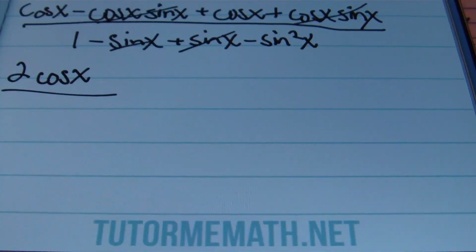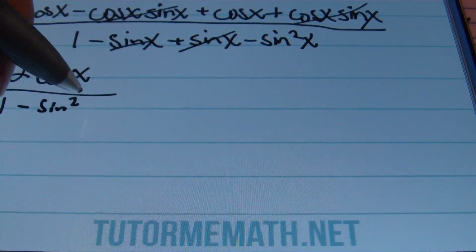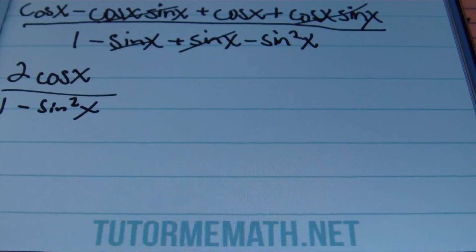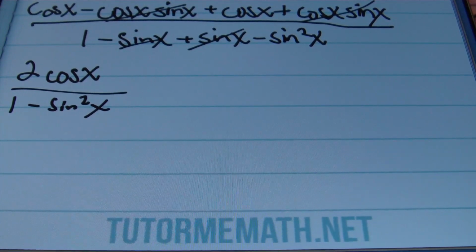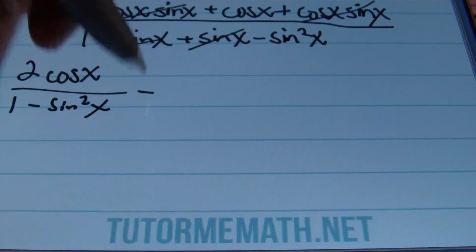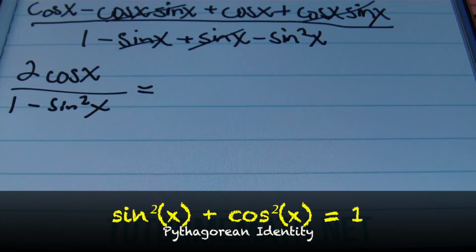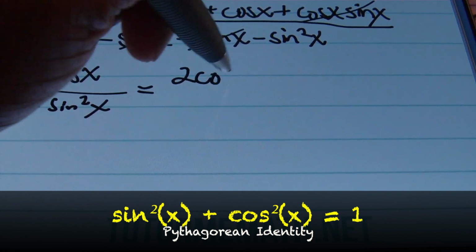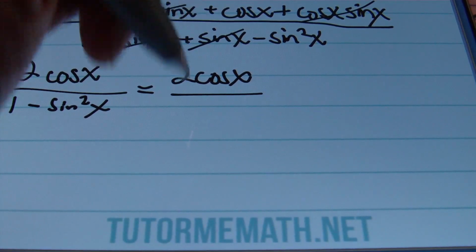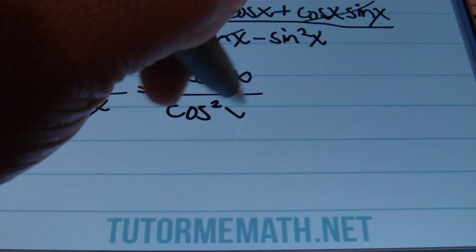So in the numerator, I now have 2 cosine x all over, and check this out. My sine x's cancel out. Once again, we had additive inverses. So you're left in the denominator with just 1 minus sine squared x. Note that 1 minus sine squared x is just your Pythagorean identity rewritten. In other words, it's equivalent to cosine squared x. So I can rewrite this as 2 cosine x all over cosine squared x.